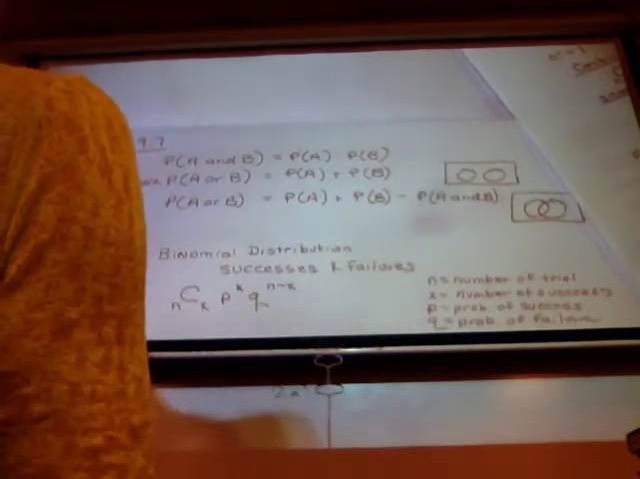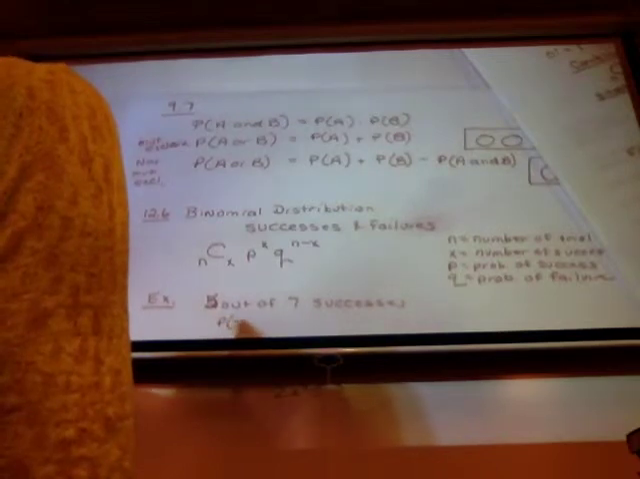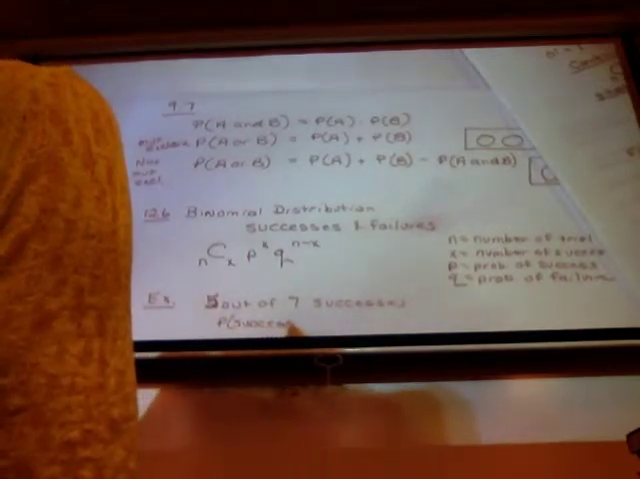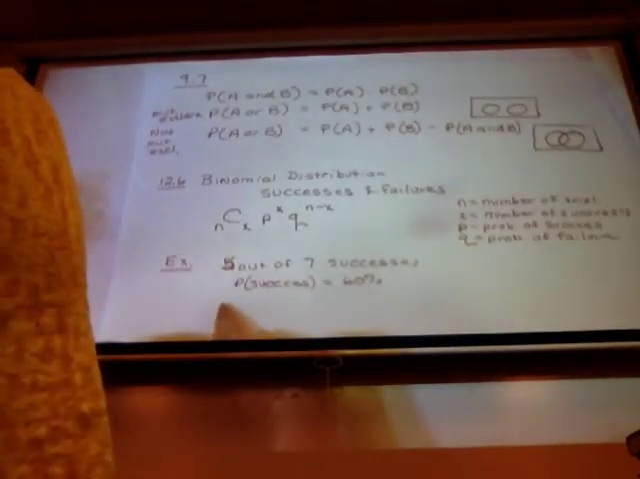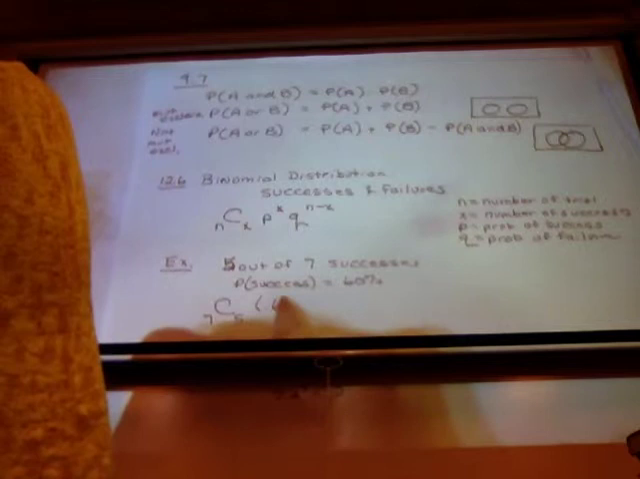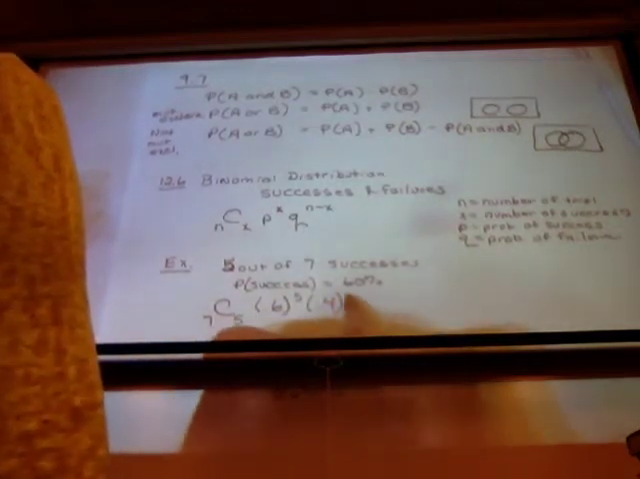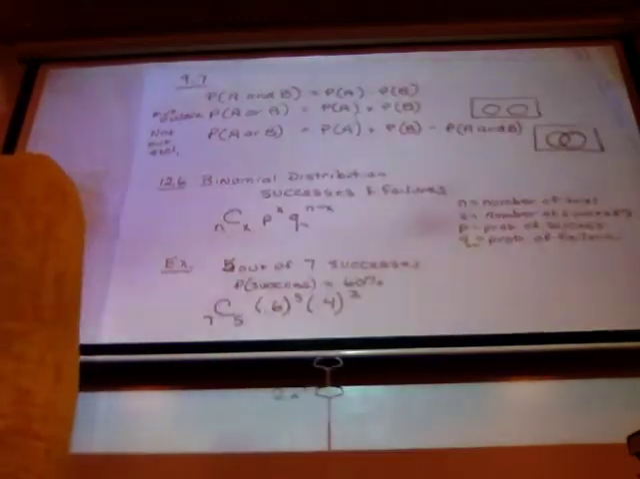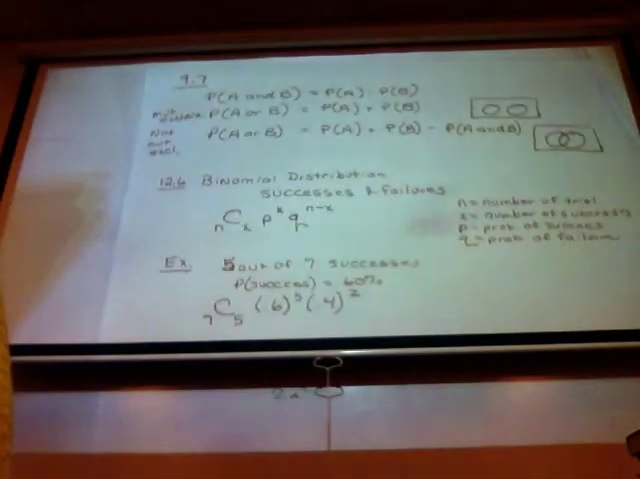I wish you were writing this down, Kanyar. And your probability of success is 60%. How would I set that up? I'd have the combination of 7 things. I have 5 successes. This would be 0.6 to the 5th, and this would be 0.4 to the 2nd. Because if I have 5 successes, I have 2 failures.